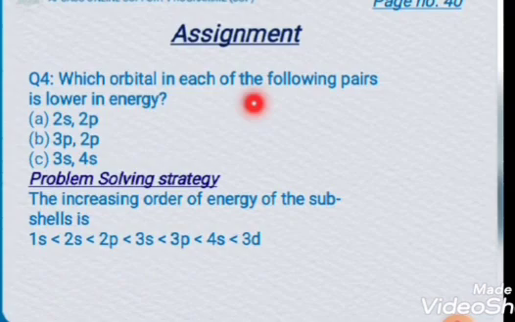Now question number 4. Which orbital in each of the following pairs is lower in energy? Problem solving strategy: the increasing order of energy of subshell is as follows. This is the increasing order of energy.